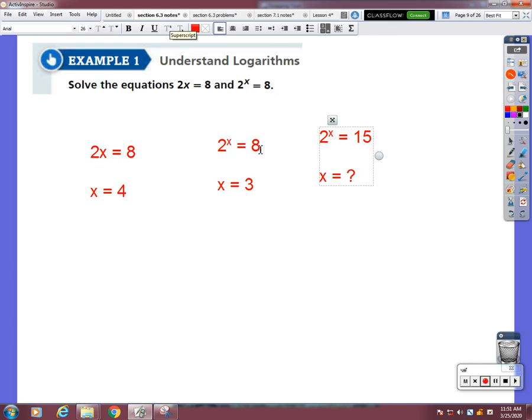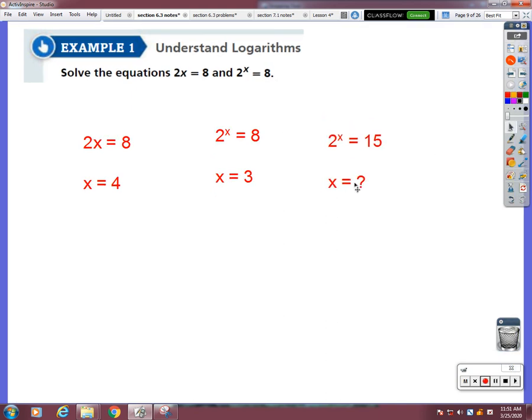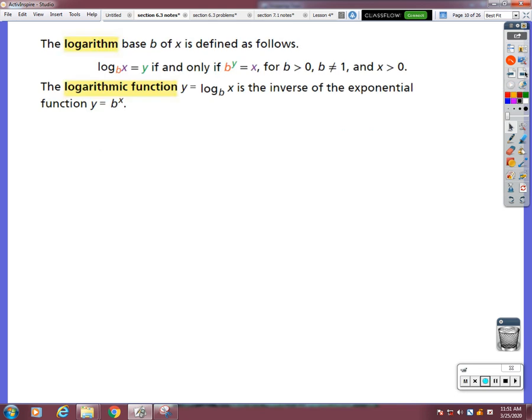We could look at a calculator and keep raising 2 to successive powers and do a guess and check until we figured out what x was, but that's kind of inefficient, and we don't like to do a lot of guessing and checking in math classes. We like to be able to follow some steps and get an exact answer, and so that's what we're going to start working on today. The answer to all of those questions is logarithms.